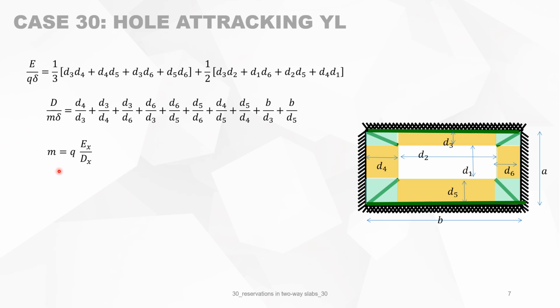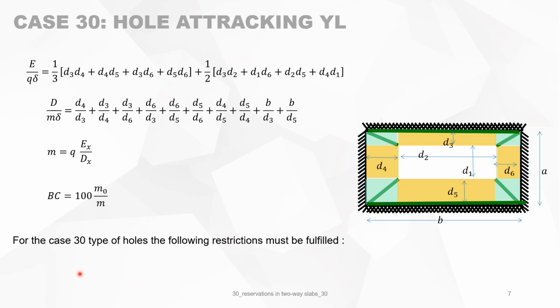We know that m is equal to q times ex over dx. And the bearing capacity is 100 times m0 divided by m. M0 is the bearing capacity of the slab without the hole. And for this case 30 type of holes, we must fulfill some conditions. We use four dimensionless parameters. So the conditions are as follows.